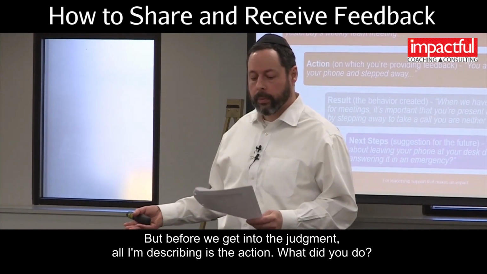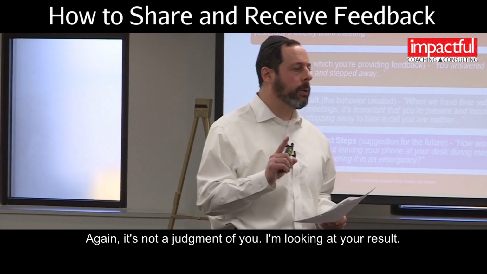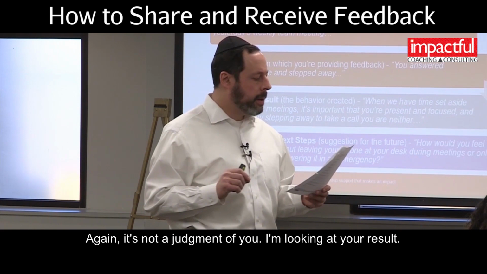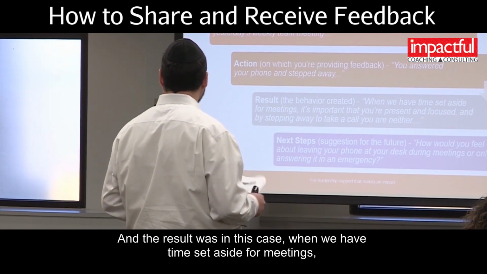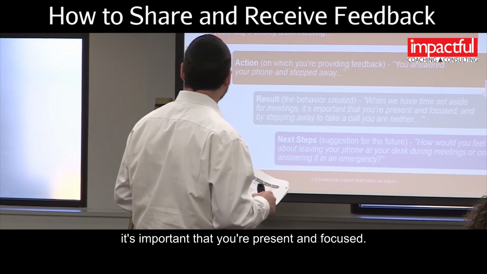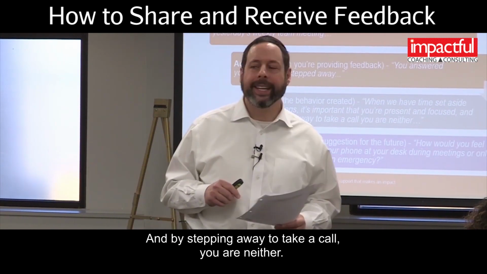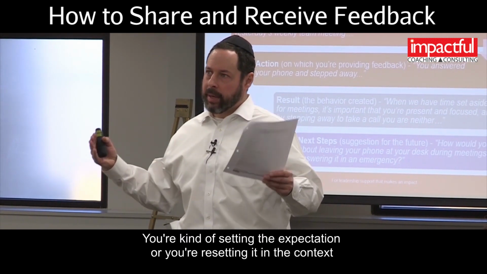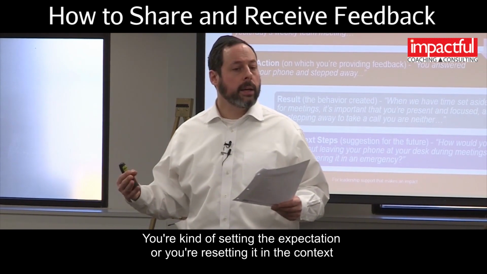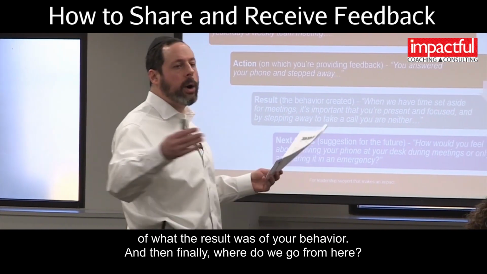What did you do? Next one is, what was the result of what you did? Again, it's not a judgment of you. I'm looking at your result. And the result was, in this case, when we have time set aside for meetings, it's important that you're present and focused. And by stepping away to take a call, you are neither. So you're kind of setting the expectation, or you're resetting it in the context of what the result was of your behavior. And then finally, where do we go from here?